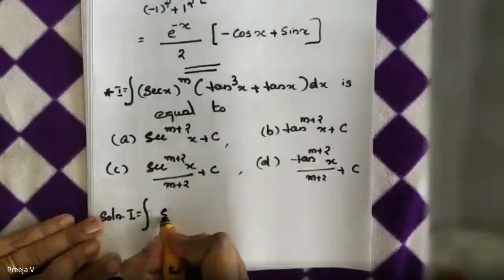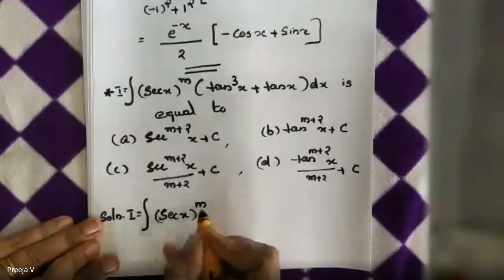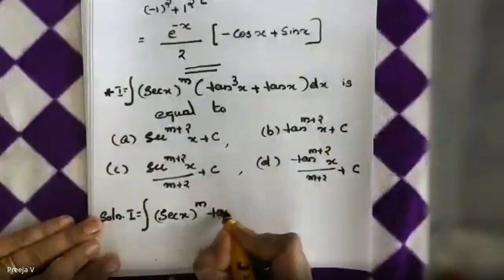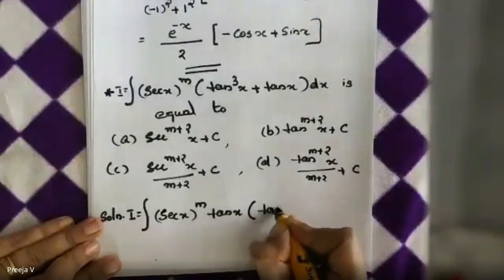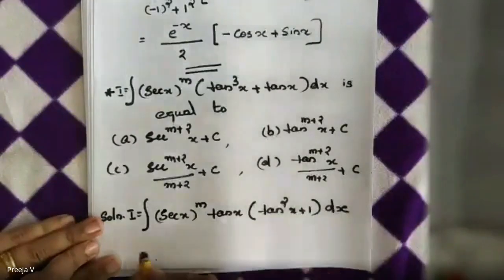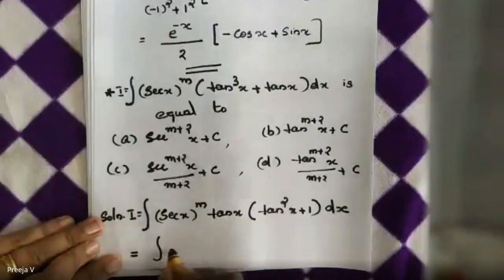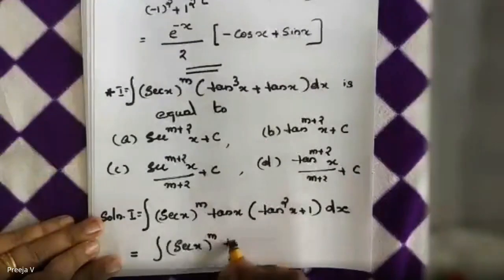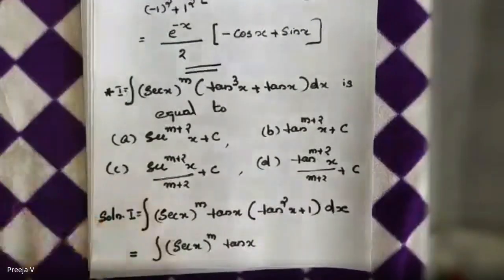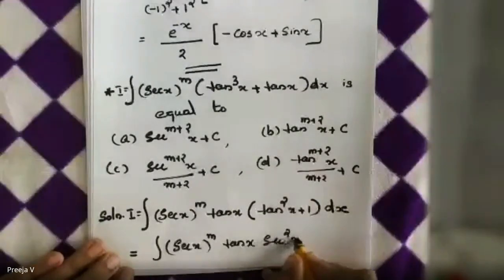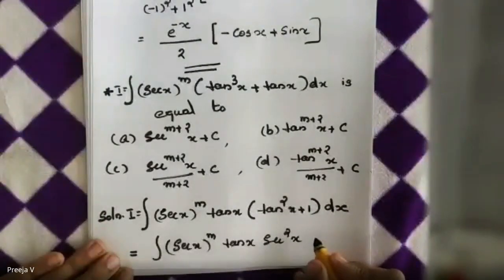ഓക്കെ, sec x the whole raised to m into, in these two terms tan x is common. Okay, അത് കോമൺ ആയിട്ട് എടുക്കുമ്പോൾ tan x into tan square x plus 1 dx. Okay, that is integral sec x the whole raised to m into tan x into, what is 1 plus tan square x? Sec square x. Like 1 plus tan square x is sec square x dx.